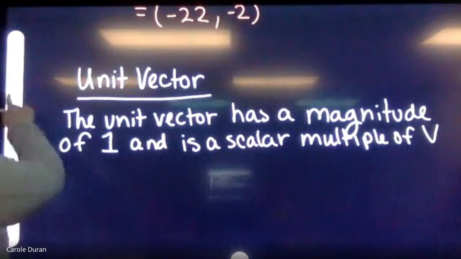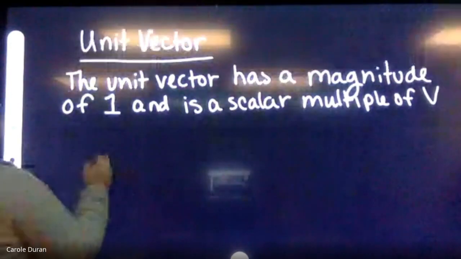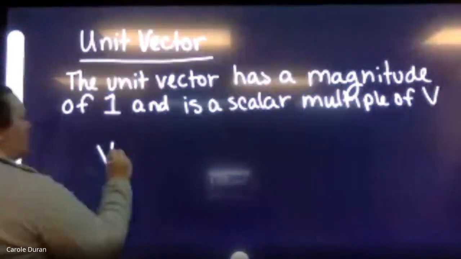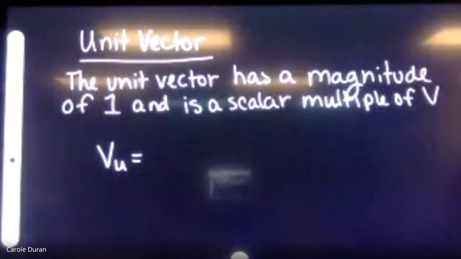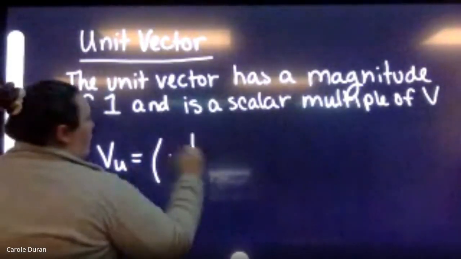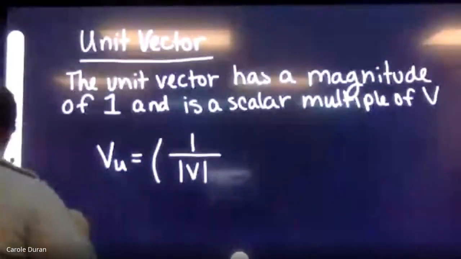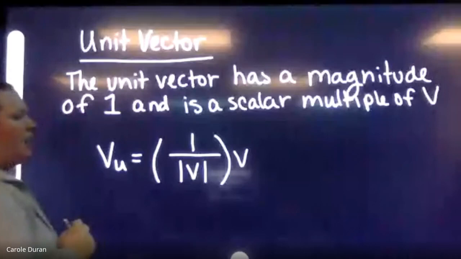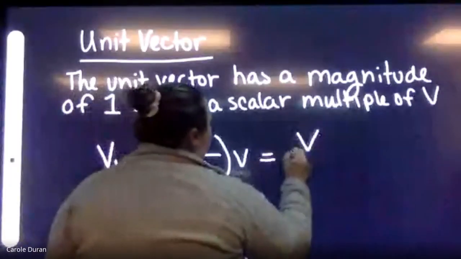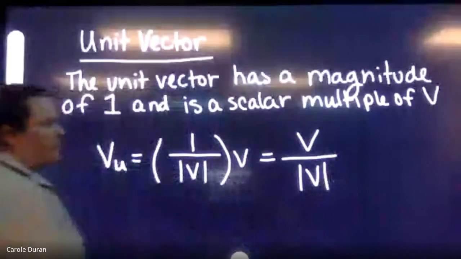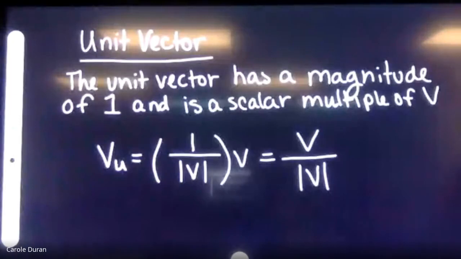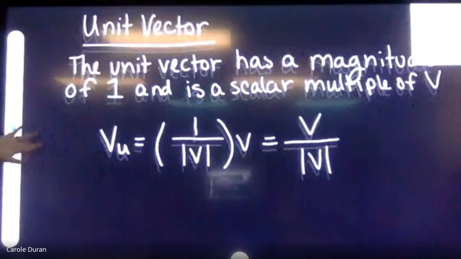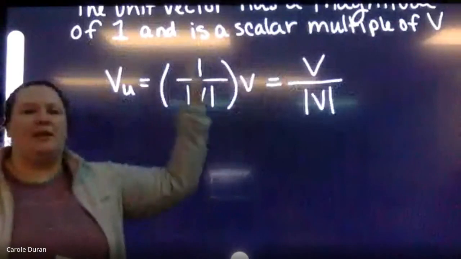So what this means is if I have a vector v and I want to find the unit vector, that would be v_u. This is equal to 1 over the magnitude of v times vector v. Another way of writing this is vector v divided by its magnitude. Of course, we're going to do a numerical example so that you can see what this means. But this is basically the formula for finding a unit vector.